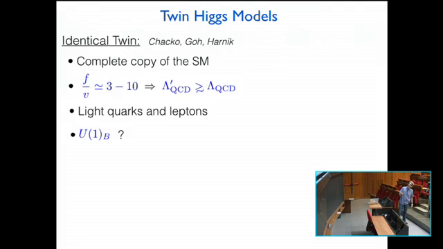The original one is now called the identical twin. It's a complete copy of the standard model. F over v goes somewhere between 3 to 10, where the 3 comes essentially from the invisible width of the Higgs, and the 10 is just a matter of taste and naturalness. This will force, for example, the twin QCD to have a strong scale which is somewhat above the QCD scale. You will have light twin quarks and leptons, and then the question, for the model building, is whether you will keep the twin photon massless, or you will have to break it. Then this is a question of, for example, cosmology, things like that. So this is the identical twin model.